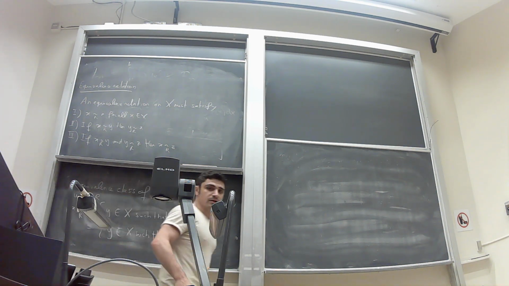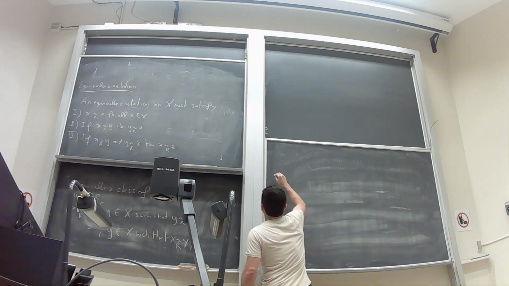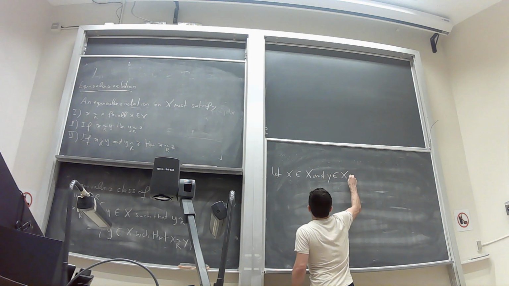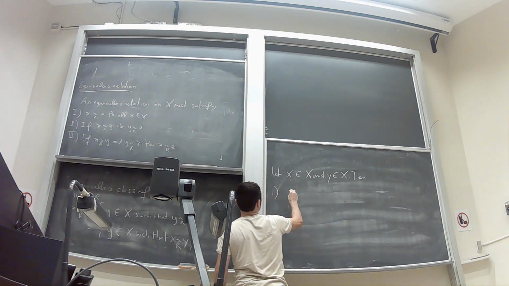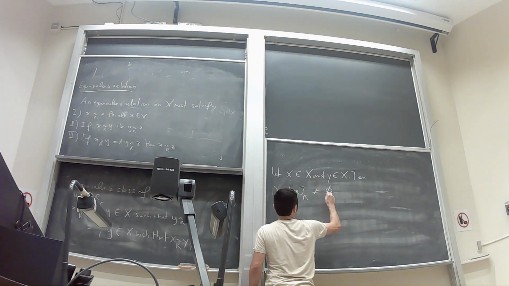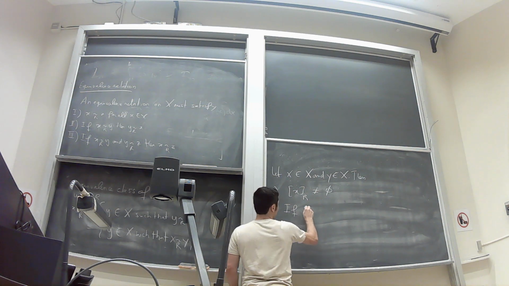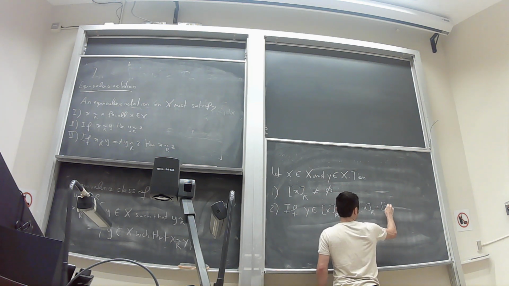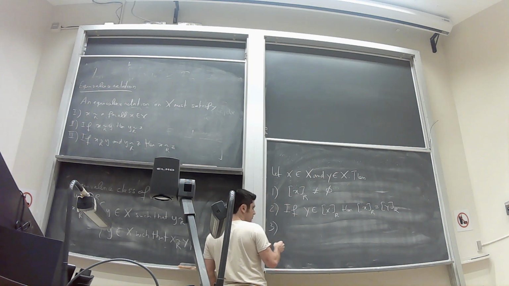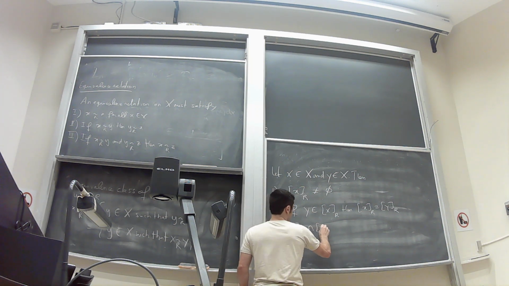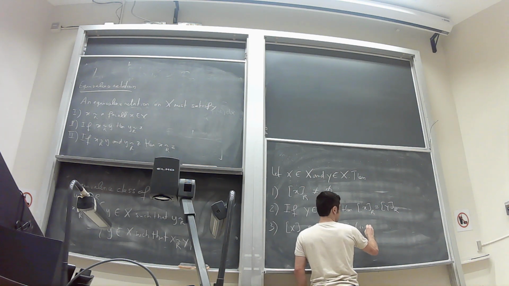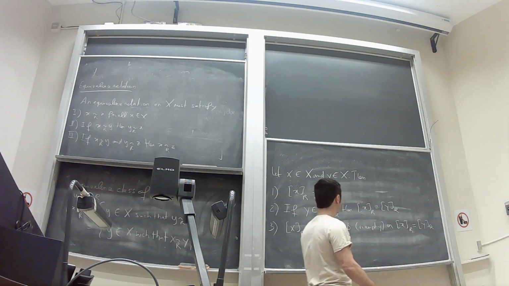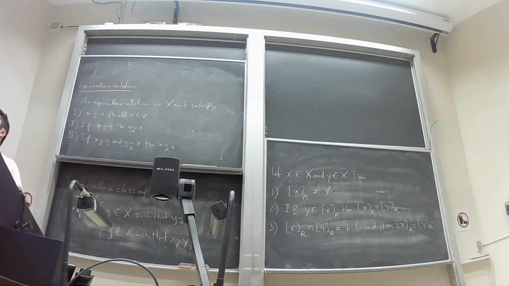Let X be in X and Y be in X. Then 1, the equivalence class of X is not empty. 2, if Y belongs to the equivalence class of X, then the equivalence class of X is equal to the equivalence class of Y. 3, is the empty set. 4. Okay? Are we clear? Are we good here?